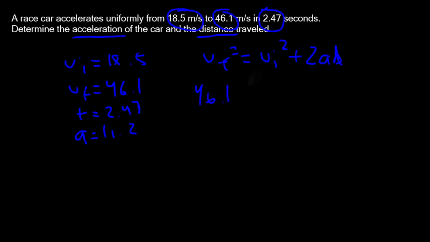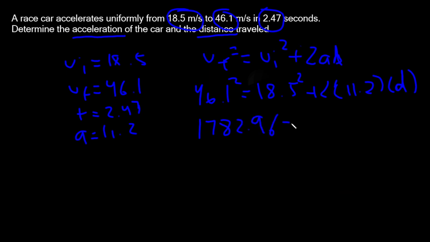VF is equal to 46.1. That squared is equal to 18.5 squared plus 2 times 11.2 times D. Putting that into the calculator and simplifying, we'll get 1782.96 is equal to 2 times 11.2 times D, so D is equal to 79.6 meters. Okay, that's it for this question.